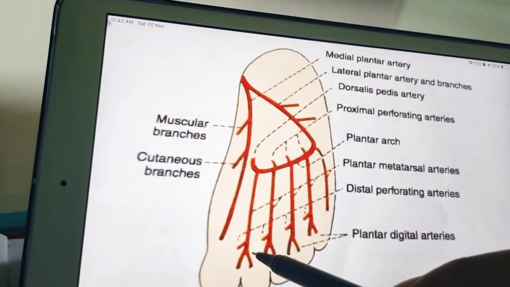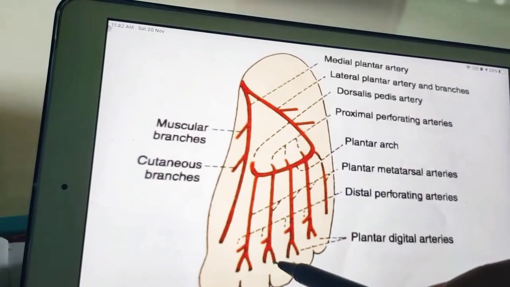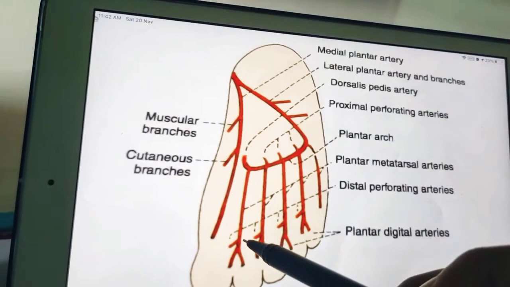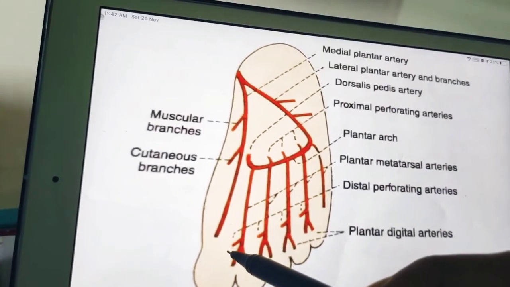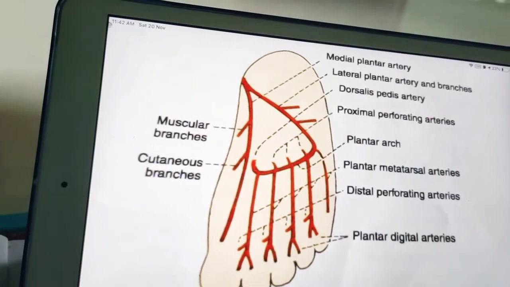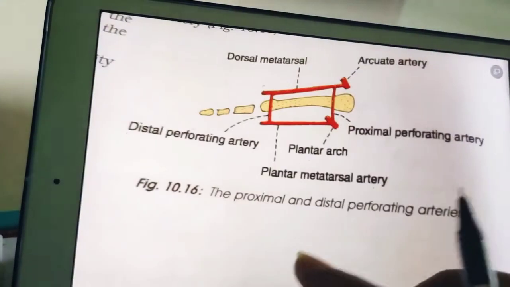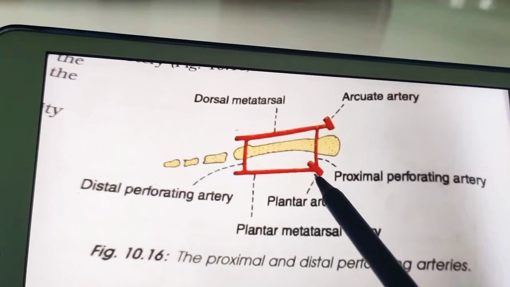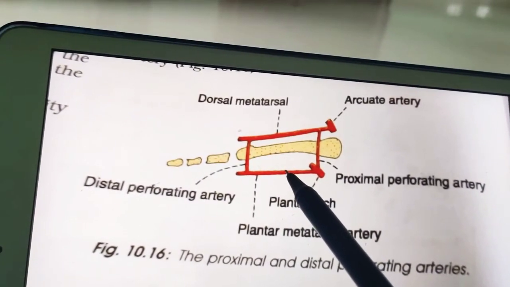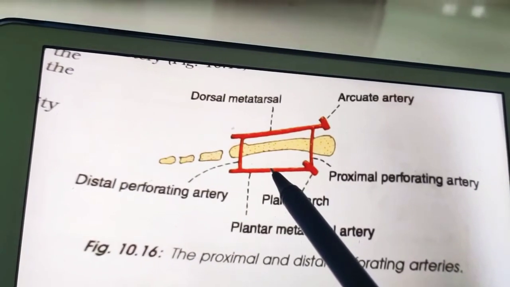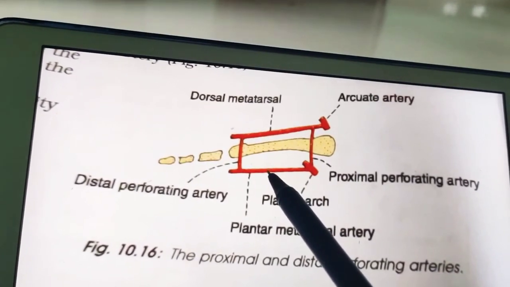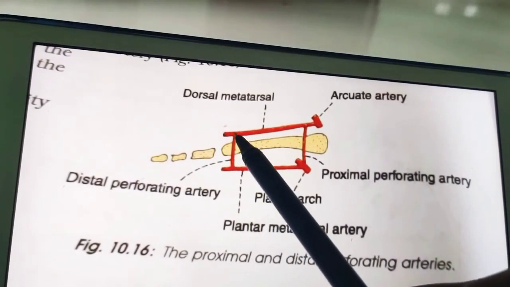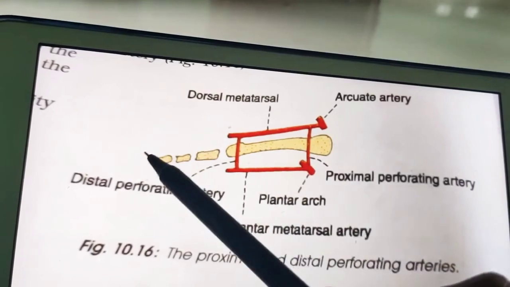Next, coming to the distal end, each plantar metatarsal artery gives a distal perforating artery. This one. These are called distal perforating arteries, which join the distal part of the corresponding dorsal metatarsal artery. For that you can see this diagram. Here you can see the distal perforating artery. What they're saying is that the distal perforating artery joins the distal part of the corresponding dorsal metatarsal artery. So this distal perforating artery joins with the dorsal metatarsal artery on the dorsum of the foot.